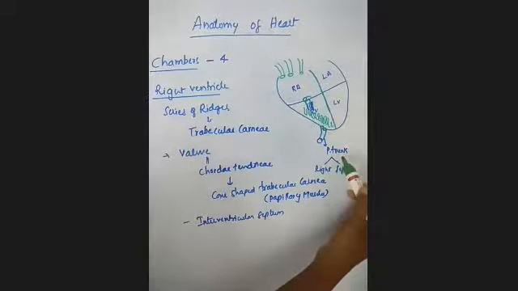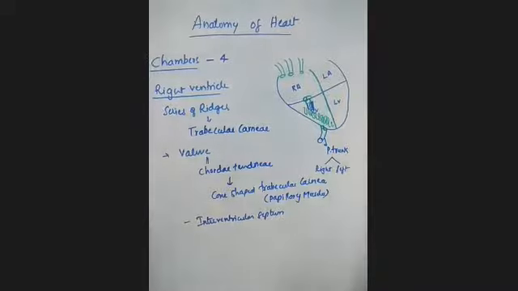This pulmonary trunk, if you see, is divided into right and left pulmonary arteries, which send blood to the lungs for purification. Clear? This is all about the right ventricle. Next we'll see about the left atrium.